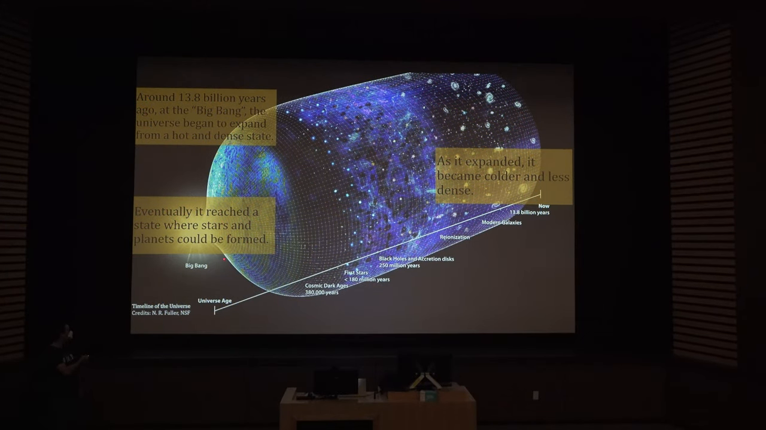And you can see here basically the whole history of the universe as we understand it today, with the Big Bang here, and then you can see space expanding. And you can see that here there are no stars. The first stars appear only after about 180 million years. And this keeps going until we get to now.